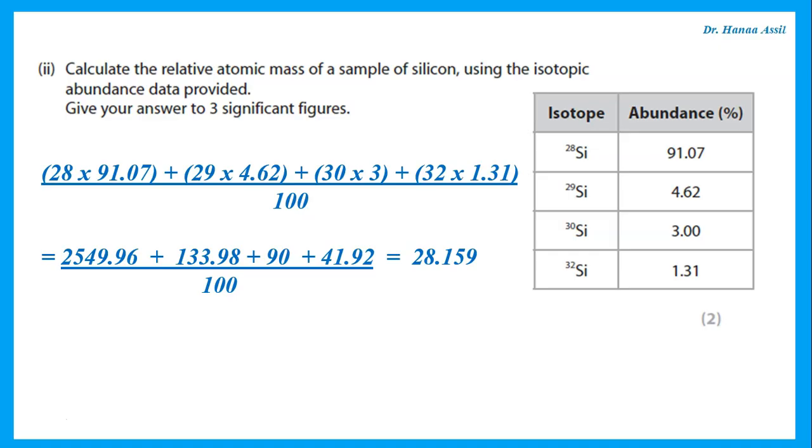Please check the question to see whether you're required to give it in a specific number of significant figures or a specific number of decimal places. So here we're asked for 3 significant figures, and please round up correctly. So this is not 28.1. It's 28.2.